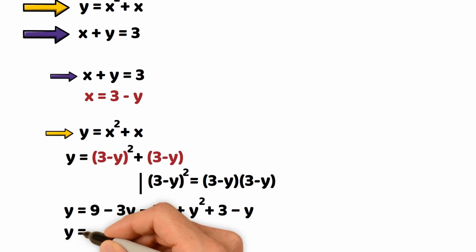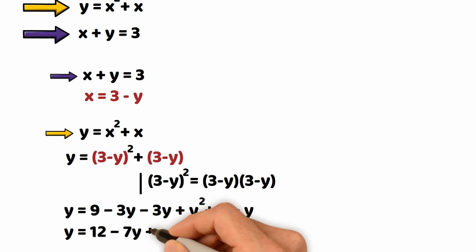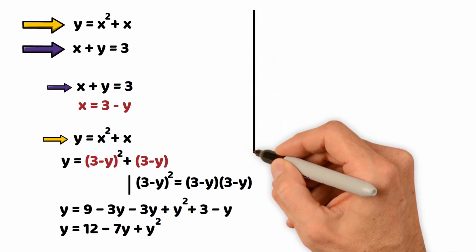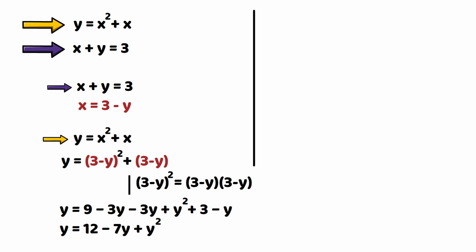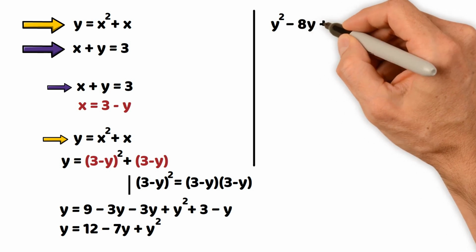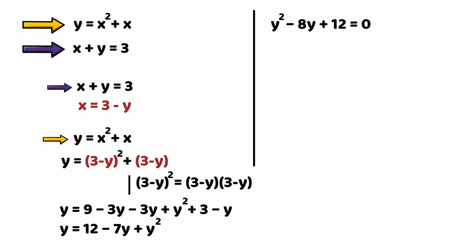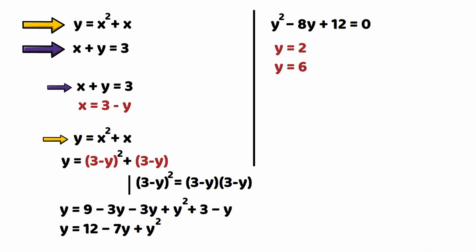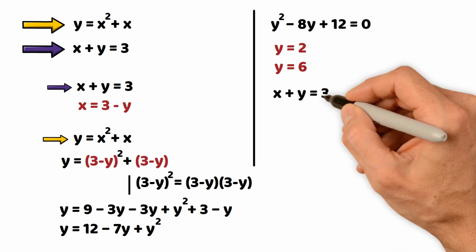Once we combine like terms, we get y equals 12 minus 7y plus y squared. This is a quadratic equation. In order to solve it, we can bring it into standard form by subtracting y from each side and putting the squared term first, so that what we end up getting is y squared minus 8y plus 12 equals 0. We can use the quadratic formula, or we can factor to get the answer. Either way, we get the answer as y equals 2 and y equals 6. Now substitute this into either equation, say x plus y equals 3.